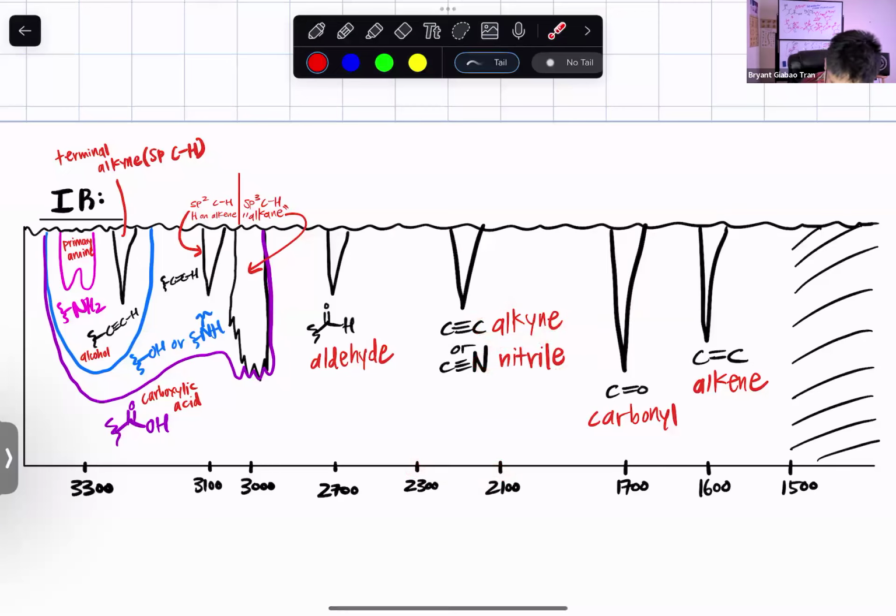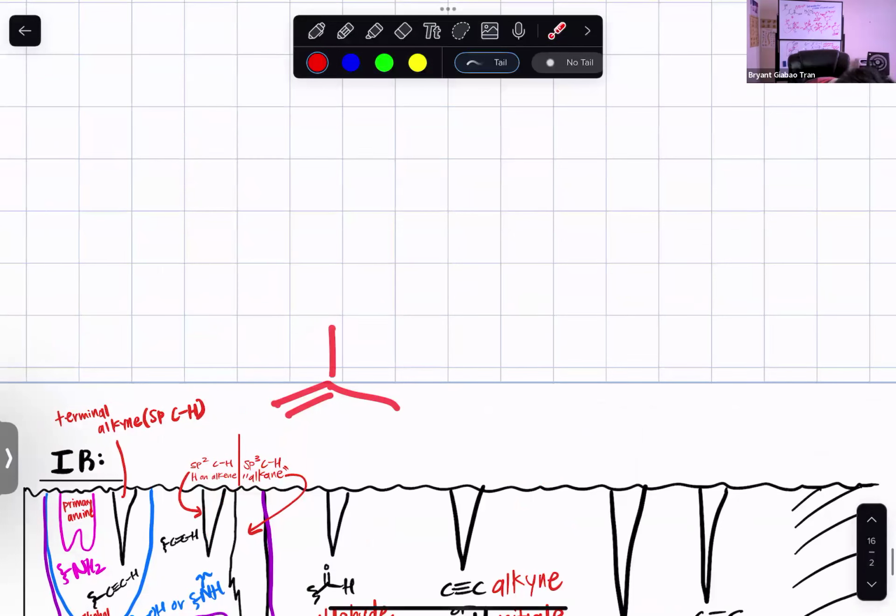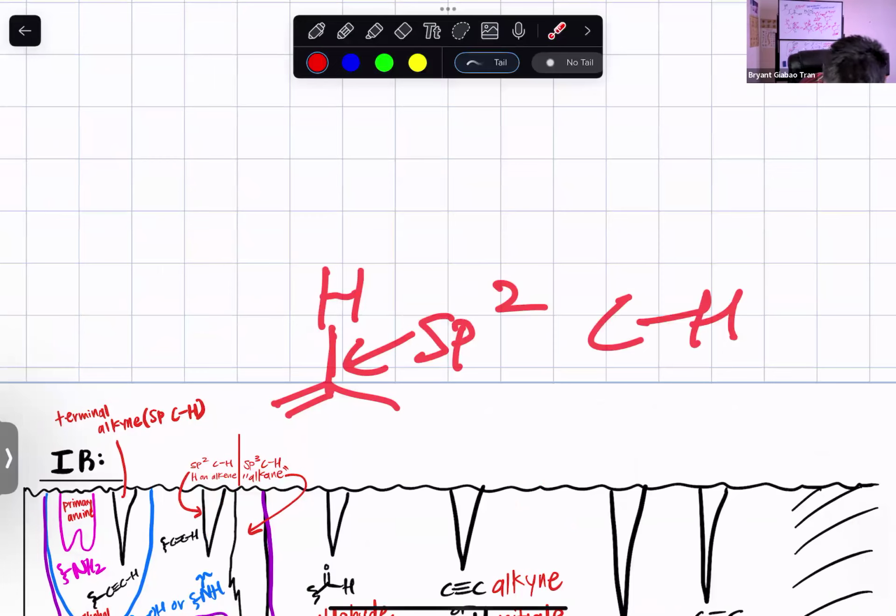If you see this base peak at 3000 right here, that's the regular sp3 carbon hydrogen peak. So it's almost always going to be there at 3000. That's the baseline. To the right of that, if you see a sharp peak there, then that's an aldehyde peak at 2700. A little bit to the left of that, if you see a sharp peak at 3100, then that's an sp2 carbon hydrogen, right? sp2 carbon hydrogen is going to be something like this right here. This is an sp2 carbon hydrogen bond because that bond is between a carbon and hydrogen, where that carbon is sp2.